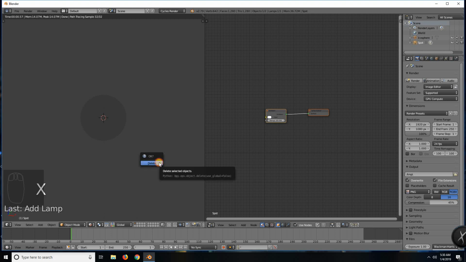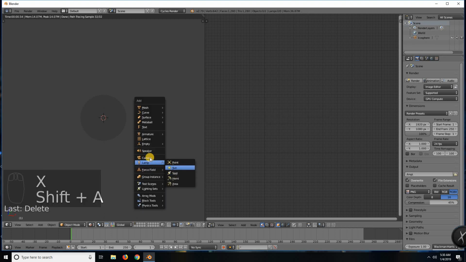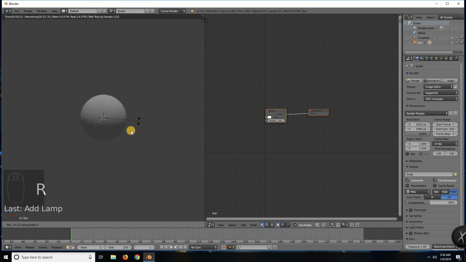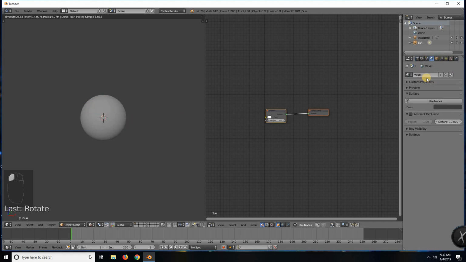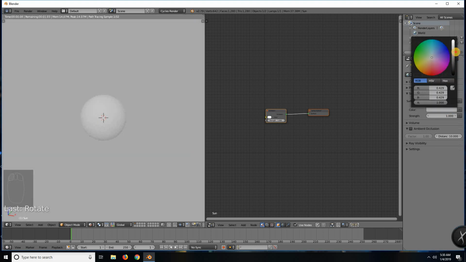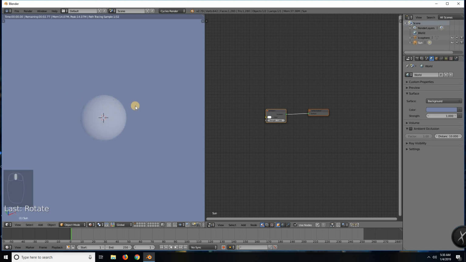Oh, my bad, not a spotlight. I want a sun lamp. And I'm just going to rotate that a bit on the X and then some on the Z and bring it around so we can see it all nice and bright right here. And while we're at it, let's brighten up our world and make it something a little softer on the eyes. There we go. So here's our sphere.